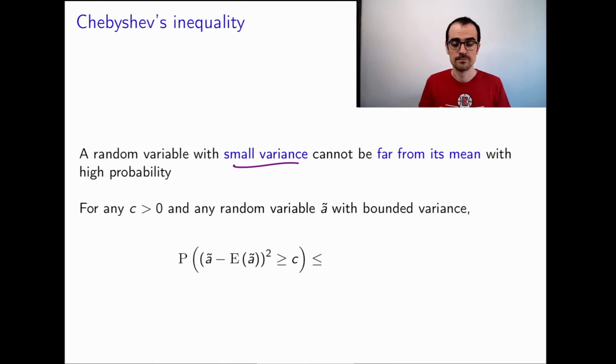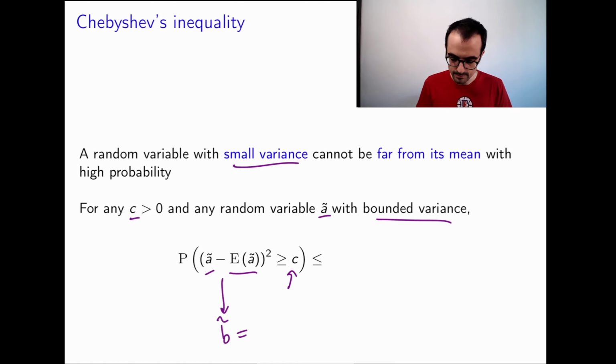That's the intuition. More precisely, for any constant c and any random variable a with bounded variance, we're going to see the probability that a deviates from its mean in squared distance by more than c. Here we realize that we can just call this thing b, another random variable that is a minus its mean, okay?